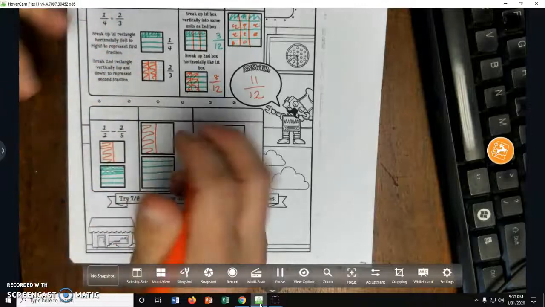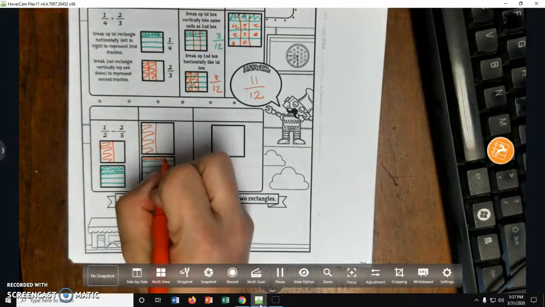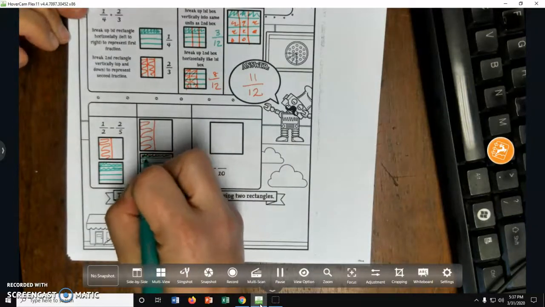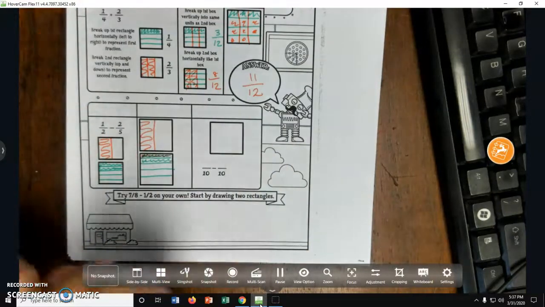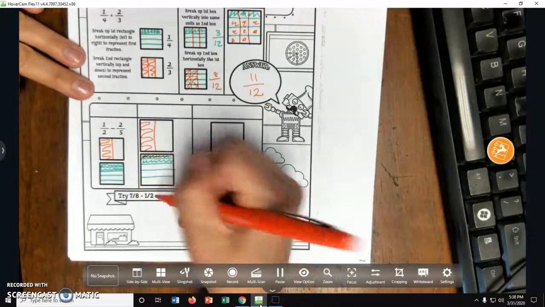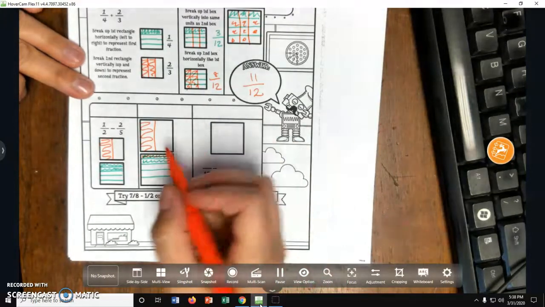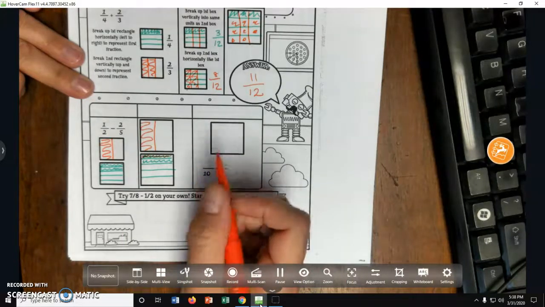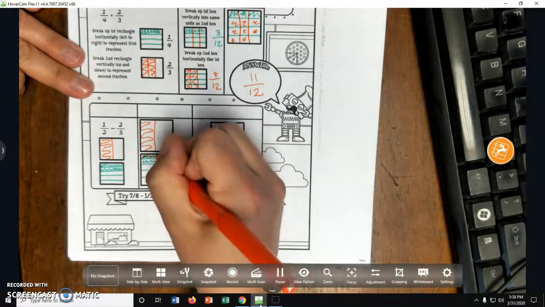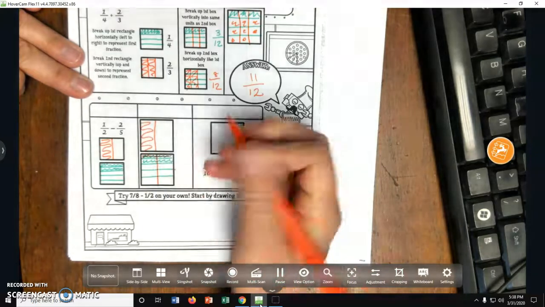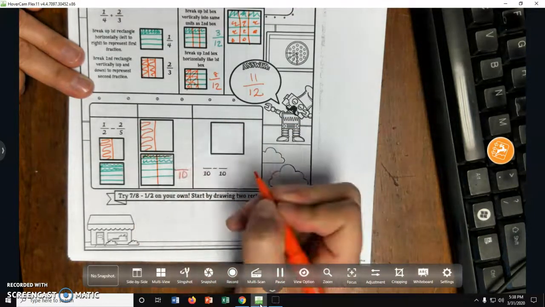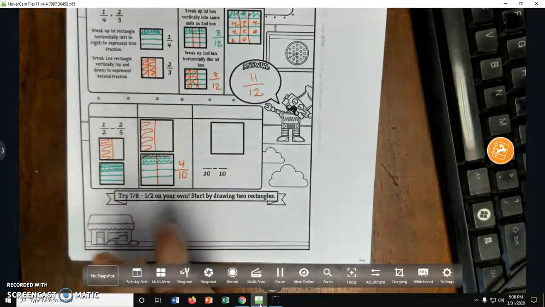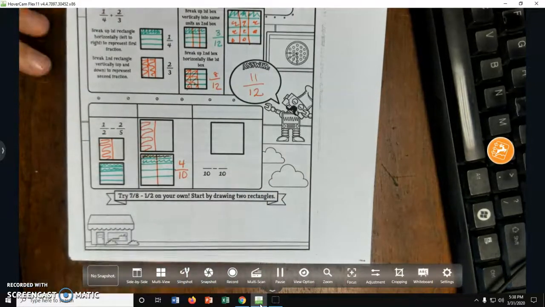Looking for my least common multiple of 2 and 5. 2 and 5. Well, if I split this in half, I'm going to have 10 pieces. Is there anything I could do with these 2 pieces to make them have 10 equal pieces? Absolutely, I could. So I'm going to split this one in half so that I get a total of 10. And I have 4 of those shaded in now. So 4/10 is equivalent to 2/5.